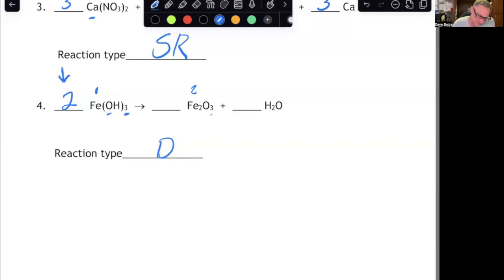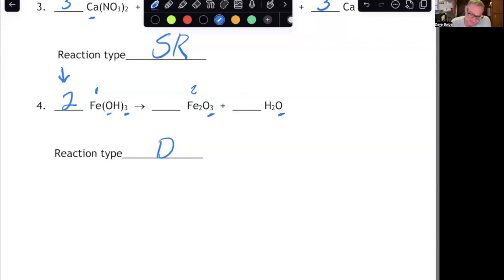So I don't have 3 hydrogens and 3 oxygens. I have 6 hydrogens and 6 oxygens. Okay, so here I have 6 oxygens and here I have 1 oxygen. Now, if I try and add to the iron oxide here, then I'm going to end up with 7.